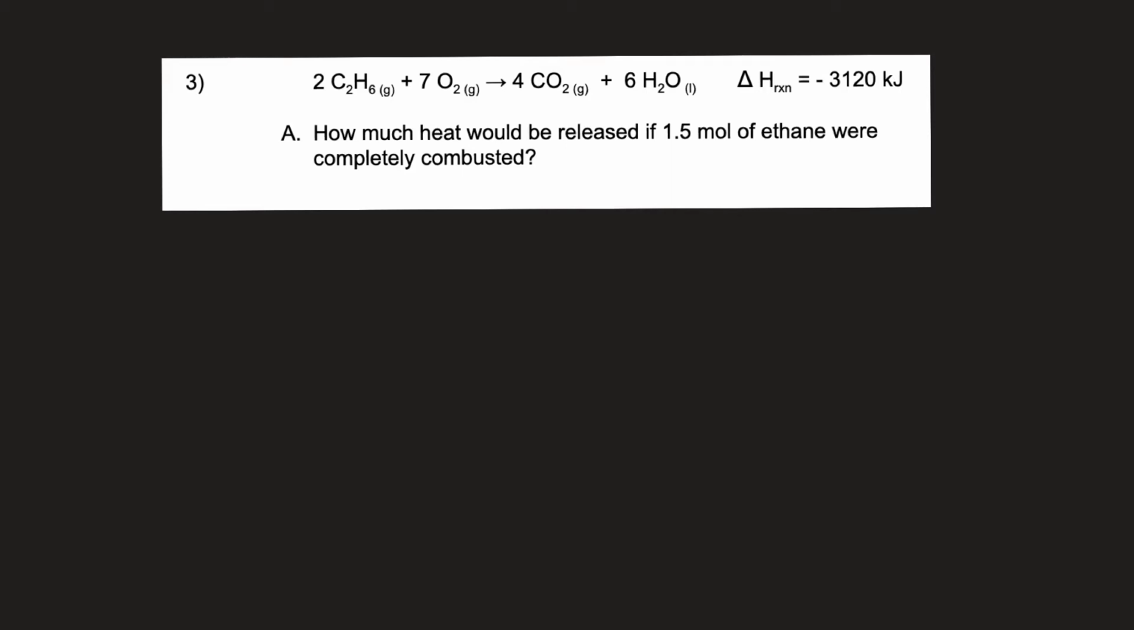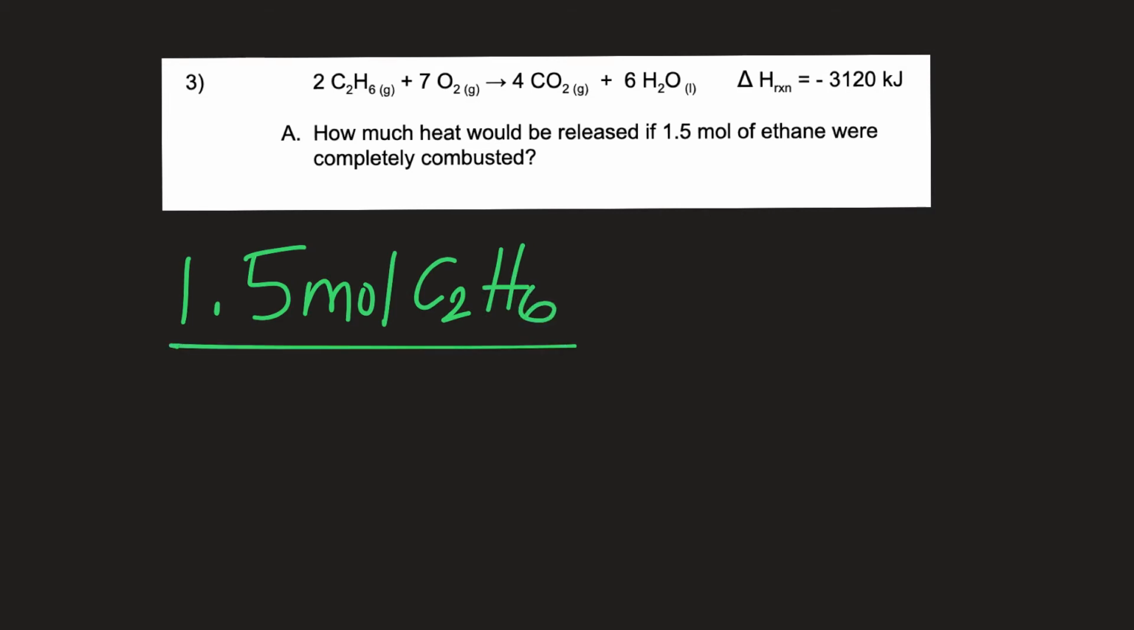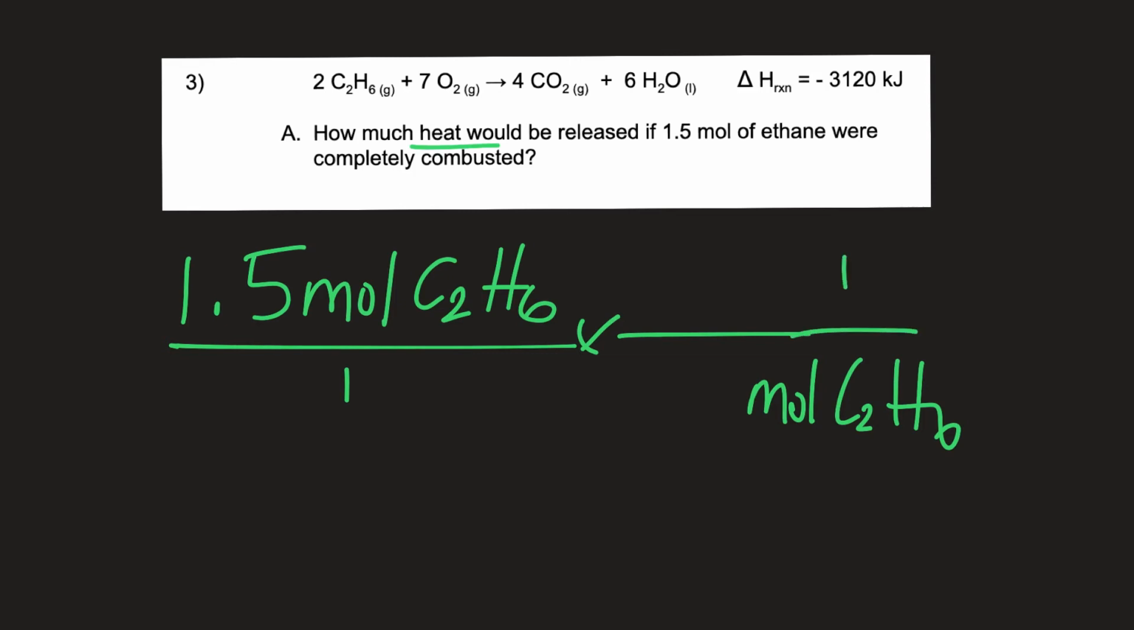So we just do that through dimensional analysis, meaning we start out with 1.5 moles of the C2H6, the ethane. I always put it over 1. And then, you have to cancel out moles of the ethane because the question is asking how much heat would be released. So we know we want kilojoules up here.